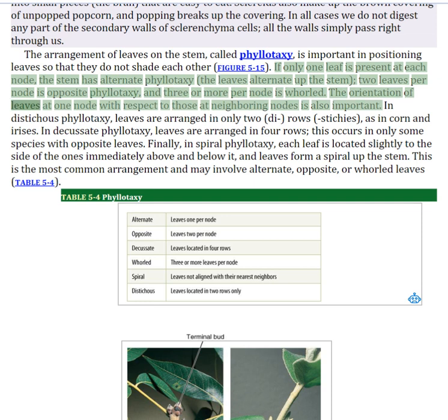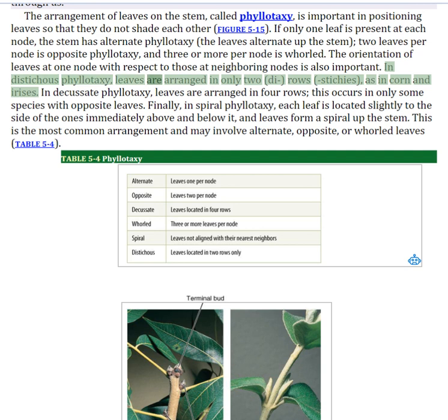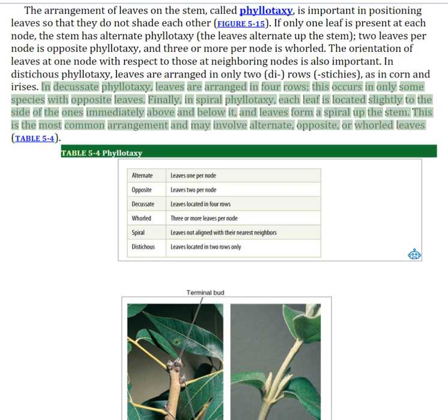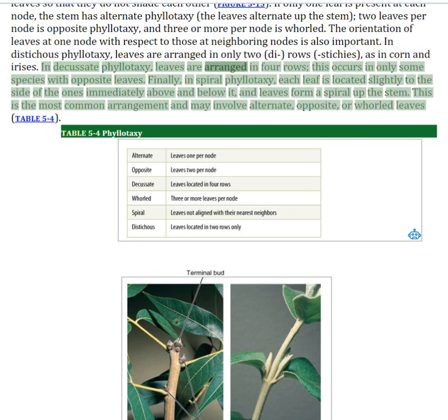The orientation of leaves at one node with respect to those at neighboring nodes is also important. In distichous phyllotaxy, leaves are arranged in only 2 rows, as in corn and irises. In decussate phyllotaxy, leaves are arranged in 4 rows. This occurs in only some species with opposite leaves. Finally, in spiral phyllotaxy, each leaf is located slightly to the side of the ones immediately above and below it, and leaves form a spiral up the stem. This is the most common arrangement and may involve alternate, opposite, or whorled leaves.